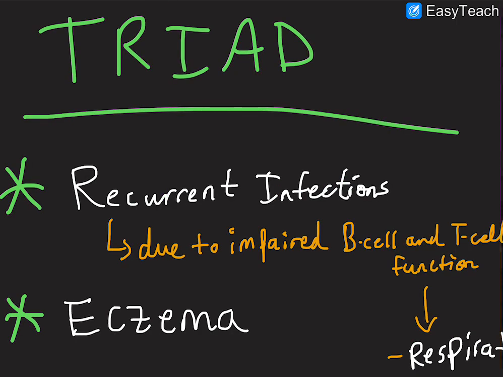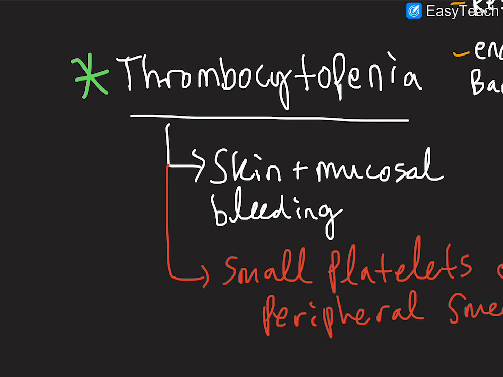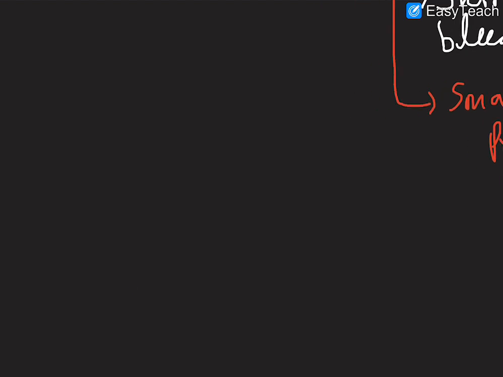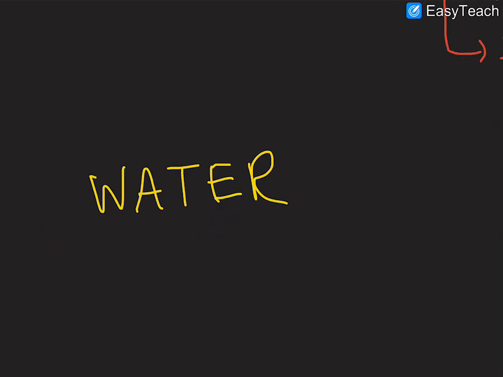So in this disease, we see a triad. There's actually a nice mnemonic that helps me remember this. I just use the mnemonic WATER for this syndrome that we're talking about, Wiskott-Aldrich syndrome.